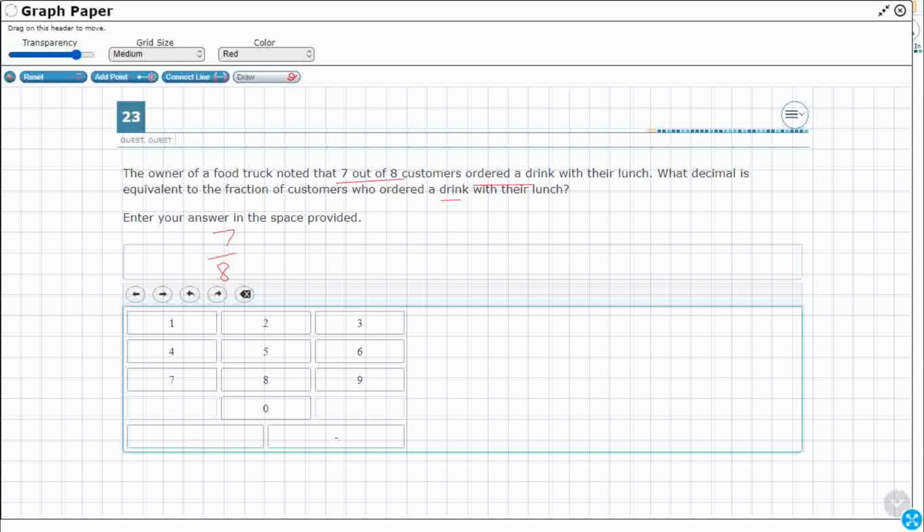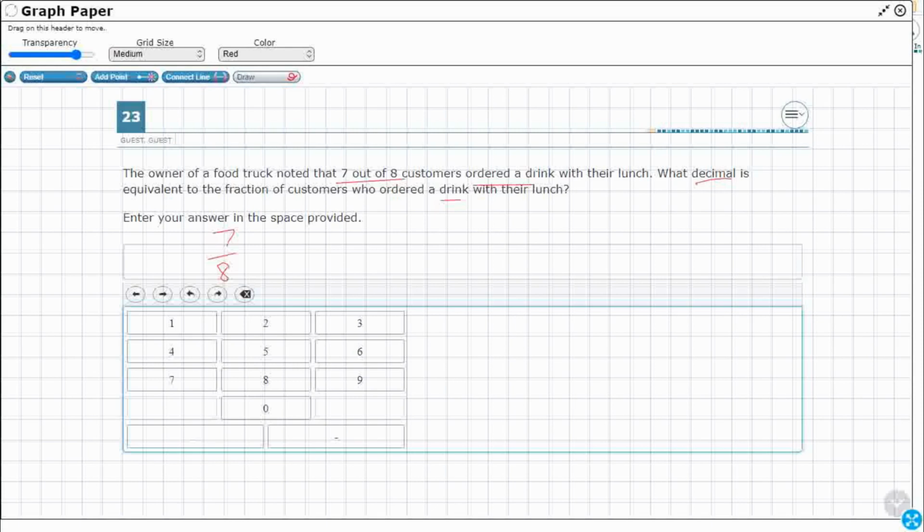And I need to turn that into a decimal. On some of these, later on, you can enter in fractions, but it's not going to be active for this particular problem because they don't want you to actually enter in 7 out of 8. They don't want you to enter in that fraction. We need to turn this into a decimal. So how do we turn this into a decimal?